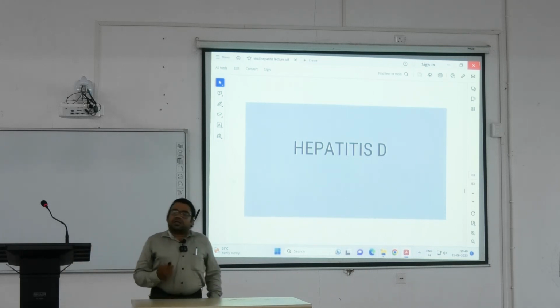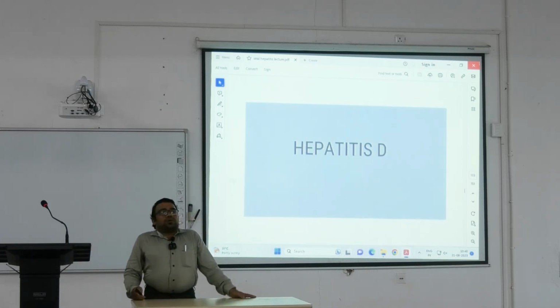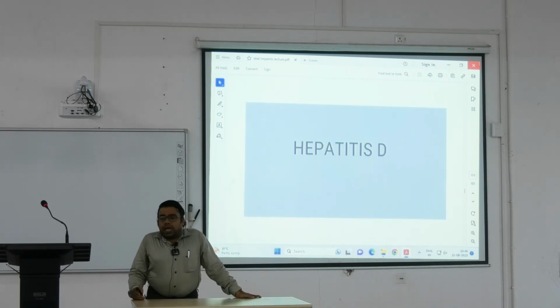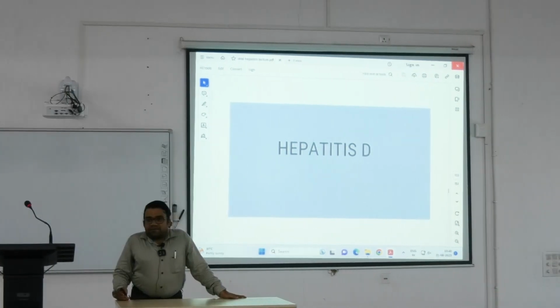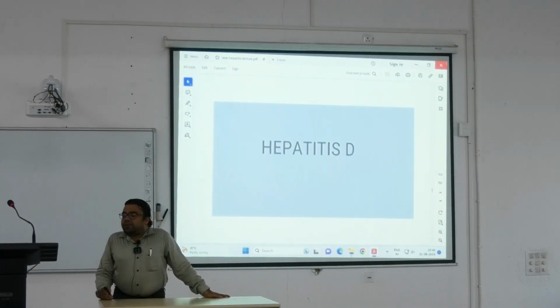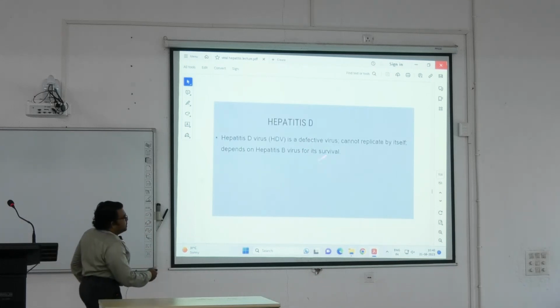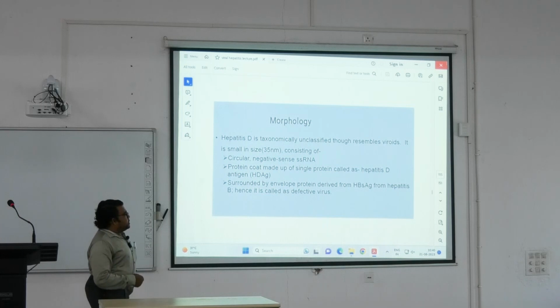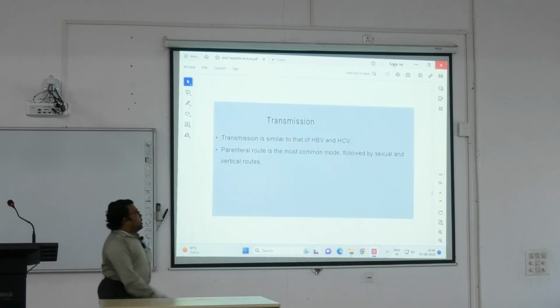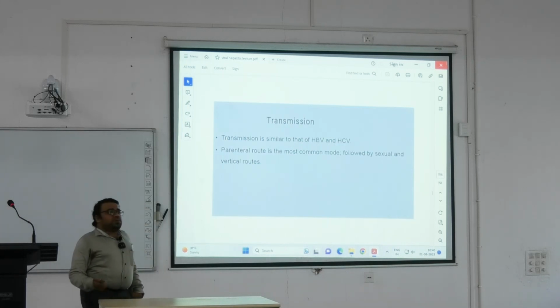Hepatitis D virus is another virus which is transmitted like hepatitis B virus, but in itself it is not capable of producing full-blown manifestation. It is commonly seen along with hepatitis B virus infection. This is a defective virus and cannot replicate on its own. It's an RNA virus. Transmission will obviously be similar to that of hepatitis B virus.